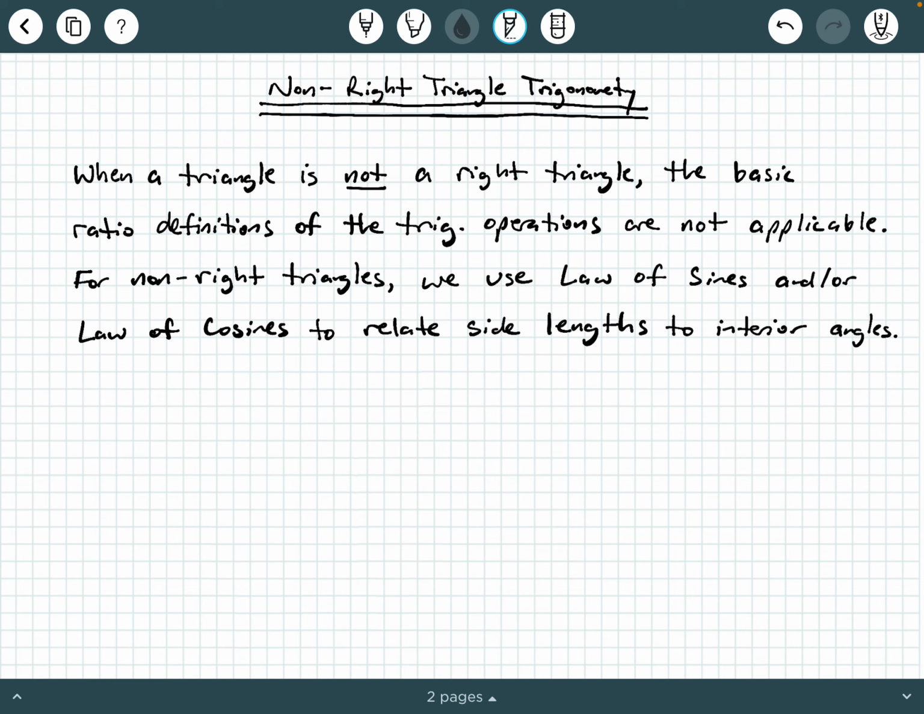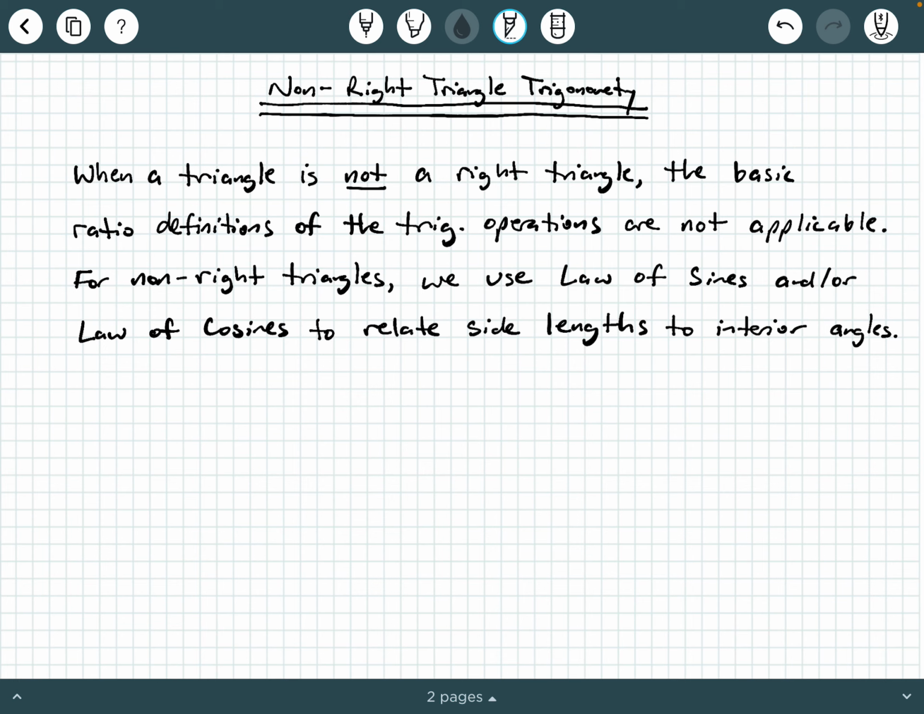When a triangle is not a right triangle, the basic ratio definitions of the trig operations are not going to be applicable anymore. So what do I mean by that? Well, if you watched my other videos on right triangle trigonometry, what we found is we could define sine, cosine, tangent, secant, cosecant, cotangent based on ratios of the sides of a right triangle. Okay, so that's a triangle that one of the interior angles is 90 degrees. Well, what happens if you have a triangle that none of those interior angles are 90 degrees? Well, that's where we have what we call a non-right triangle.